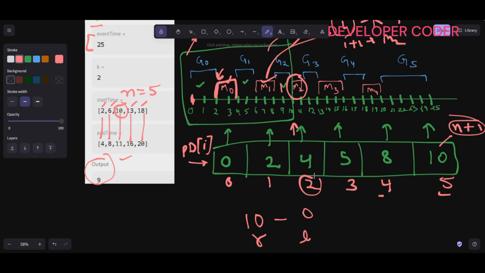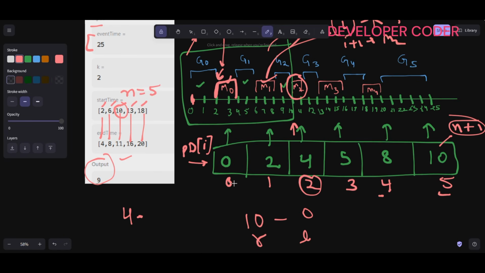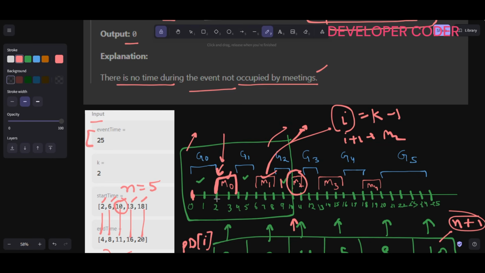4. Okay, this is nothing but 4. Before m2, what was the total time interval? 4. In this 4, I have to subtract the time intervals before this meeting m0. Before that there were no meetings. So at 0 we have 0 only, so 4 minus 0, 4. Clear? Here I need to calculate the total meetings duration in this time interval.